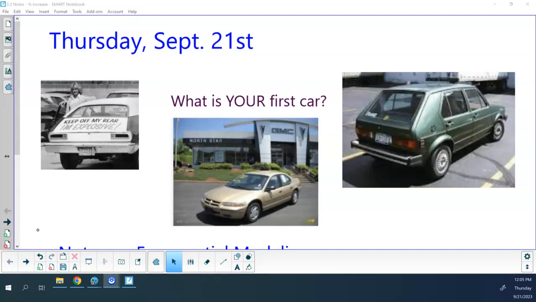Then my mom had to drive it one day. Blew the head gasket. Sad. I don't even know what that is. Is that the Dodge something? Dodge Stratus? Is that a Dodge Stratus? Probably. Big time stuff. Okay.